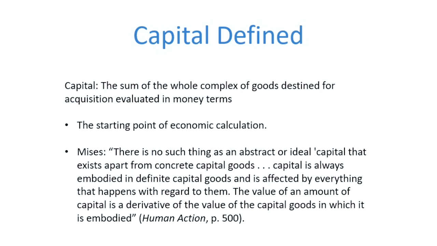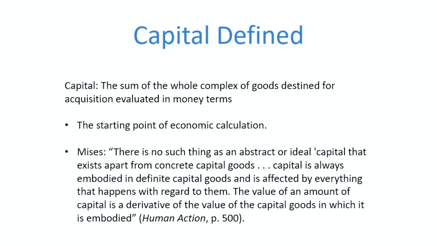Yet he noticed that this whole sum of the complex of goods destined for production is evaluated in money terms. So there's a monetary component to Austrian capital theory as well. This is a sort of interesting development by Mises.